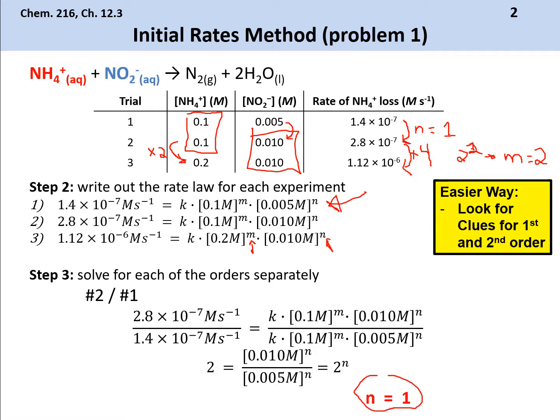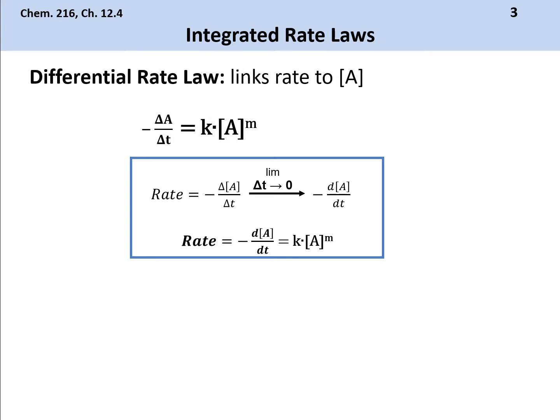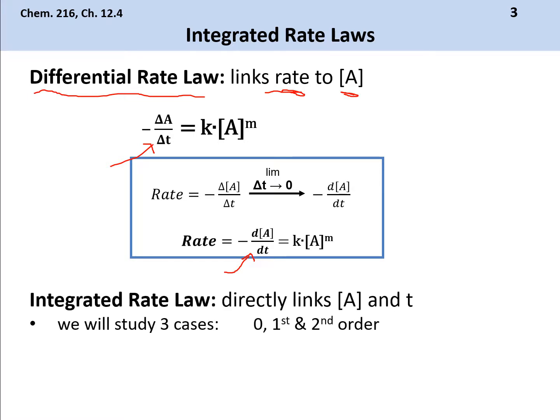Okay, so let's look. Last time what we've been talking about is differential rate laws. Differential rate laws include what are called differentials, delta A over delta t, or more exactly, dA over dt. They link rates of a reaction to concentration. Now we're going to do some math to go from differential rate laws to integrated rate laws. Integrated rate laws link concentration to time.